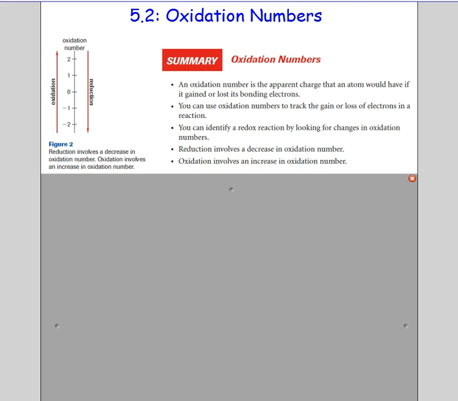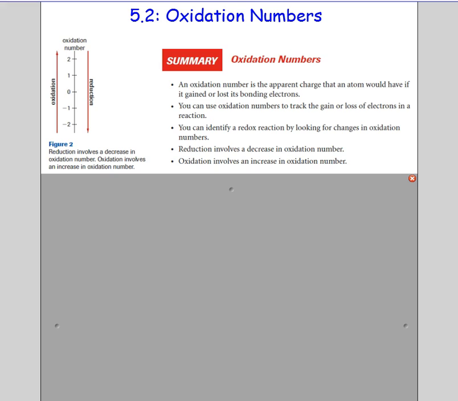This is a way that chemists can look at elements involved in a reaction equation to identify which chemical is being oxidized and which one is being reduced. Now, oxidation numbers, it's a tricky thing to define, so I use the textbook summary here just to make sure I clearly present what the oxidation number is. It's described as the apparent charge that an atom would have if it gained or lost its bonding electrons. That does not mean that it has to be charged. We will use oxidation numbers to track the gain or loss of electrons in a reaction. We will use them to identify if a chemical reaction is in fact oxidation or reduction.